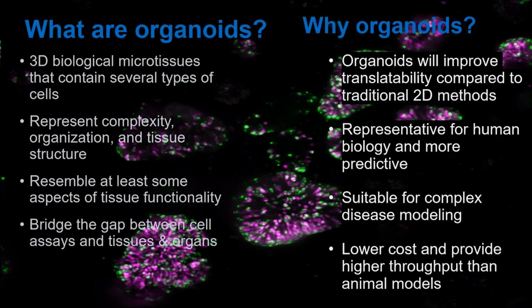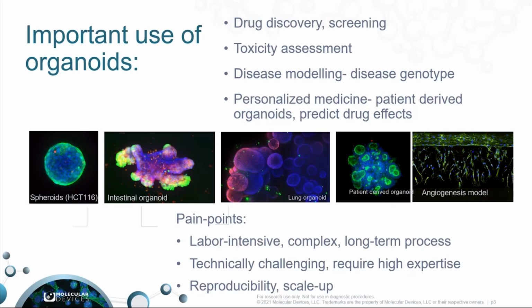So what are organoids? Organoids are 3D biological microtissues that contain several types of cells. They represent complexity, organization, and tissue structure, and they resemble at least some aspects of tissue functionality. Organoids will improve translatability compared to traditional 2D methods, and they will be representative of human biology and more predictive. They are also suitable for complex disease modeling, and they have lower cost and higher throughput than animal models.